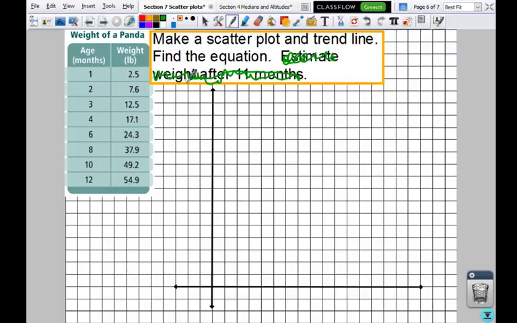All right, most people are getting pretty close to done. I'll go around and check them still, but you're gonna type this into Socrative, and put in your equation. After you make your equation, you're done.